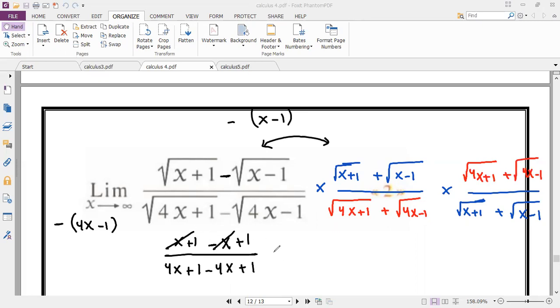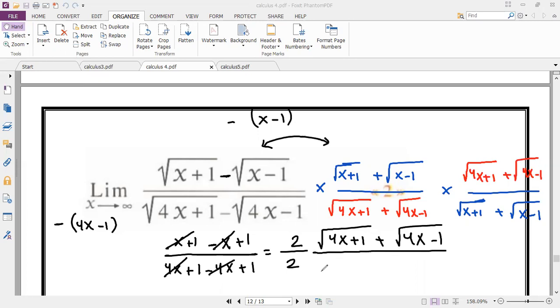Cancel x and negative x. Then we have at the top 2. And here cancel this and this one. We have at the bottom 2. And then we have the square root of 4x plus 1 plus the square root of 4x minus 1 over the square root of x plus 1 plus the square root of x minus 1. Okay, x approaches infinity. So what is the idea? 2 and 2 cancelled, okay, because 2 is multiplied by them and this one multiplied by them.